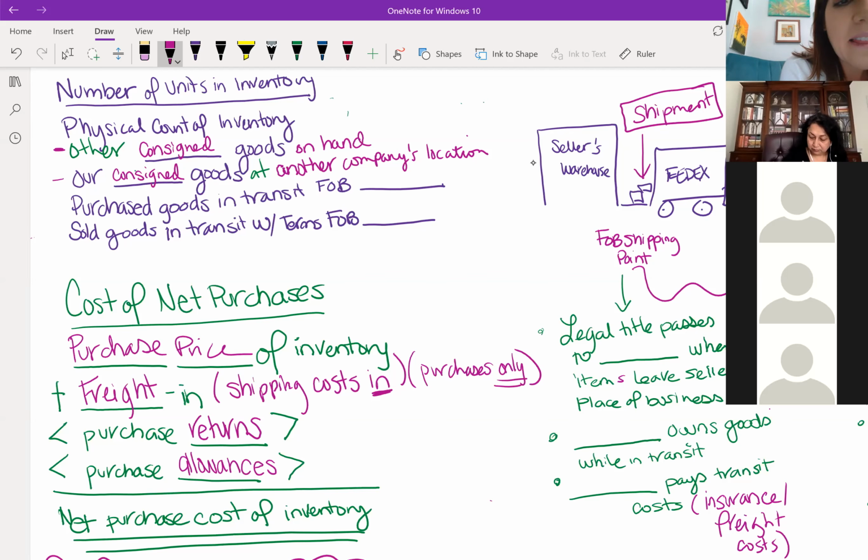We need to add them to our count because we didn't include them in our physical count of inventory, since we didn't have them on hand at period end. They were at somebody else's location. So now we know we have those 5 units at another store's location. We didn't include them, so we need to add them back because it is our inventory.